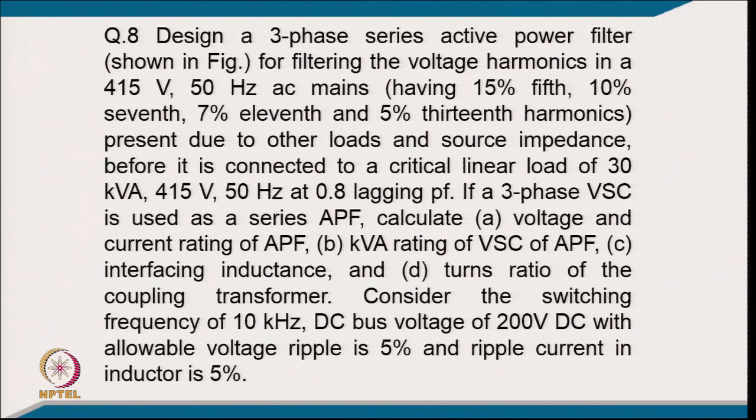Coming to the numerical problems, design numerical problem 8: design a 3-phase series active filter for filtering the voltage harmonics of a 450 volt 50 Hz AC mains having 15% fifth harmonic, 10% seventh, 7% 11th and 5% 13th harmonic present due to other loads and source impedance, before it is connected to a critical load of 30 kVA, 415 volt, 50 Hz at 0.8 lagging power factor. If a 3-phase VSC is used as a series active power filter, calculate the voltage and current rating of the series active filter, kVA rating of the series active filter, interfacing inductance and the turns ratio of the coupling transformer. Consider a switching frequency of 10 kHz, DC link voltage of 200 volt DC, allowing voltage ripple of 5% and ripple current of the inductor of 5%.